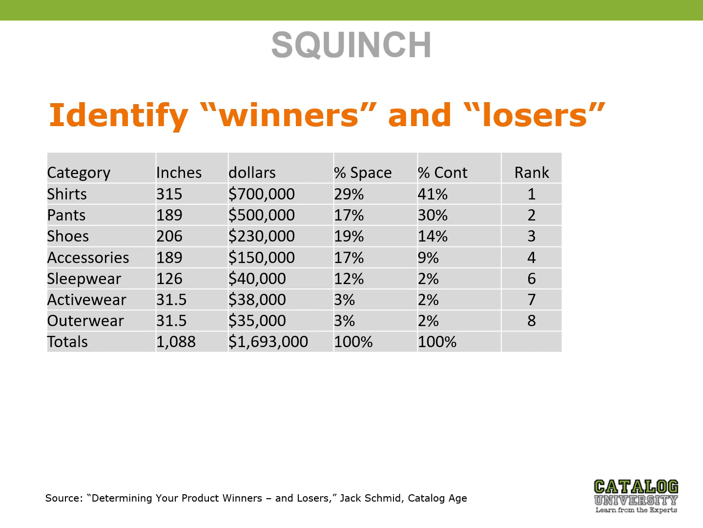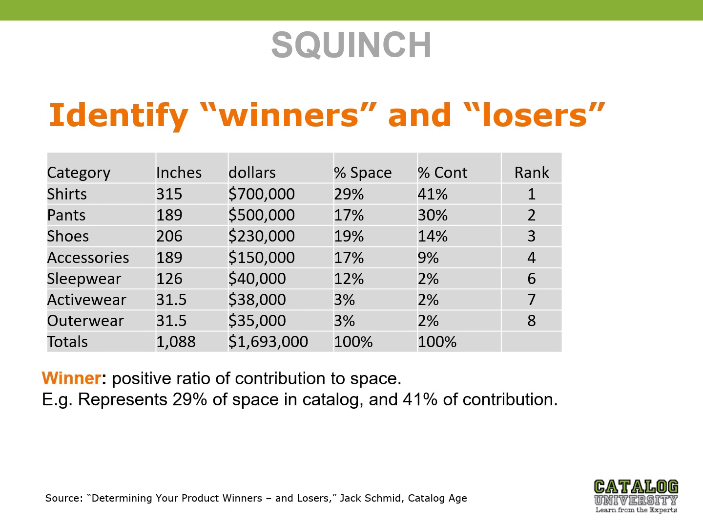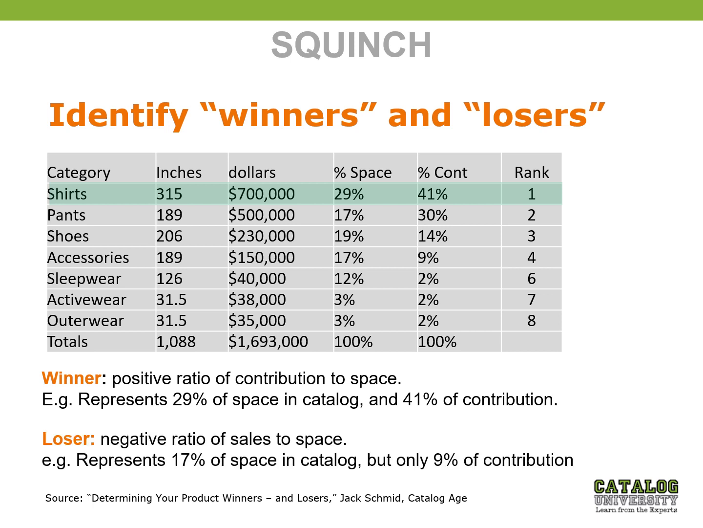First, determine if you're at the right page count, and you start that process by identifying, at a category level, winners and losers. A winner is defined by a positive ratio of contribution to space. For example, a winning category represents 29% of the space in the catalog while contributing 41% to overall sales. Conversely, a loser is the opposite, a negative ratio of sales to space. For example, a loser might take up 17% of the space in the catalog, but only 9% contribution. But how do you use this data? The answer? The 70% rule.